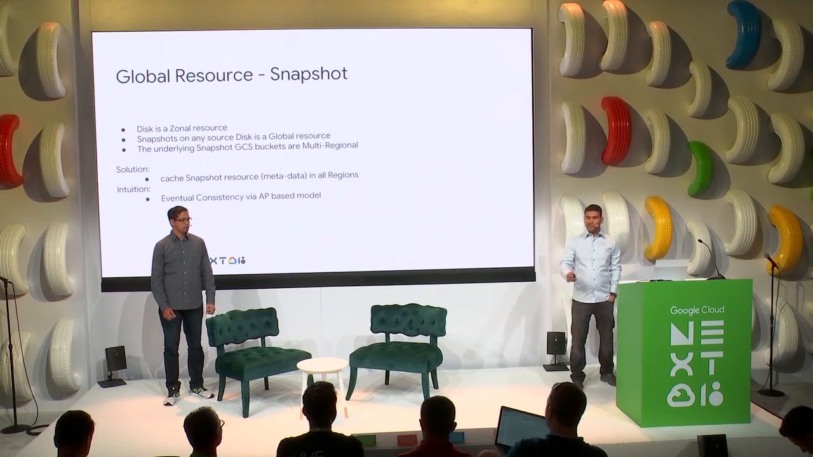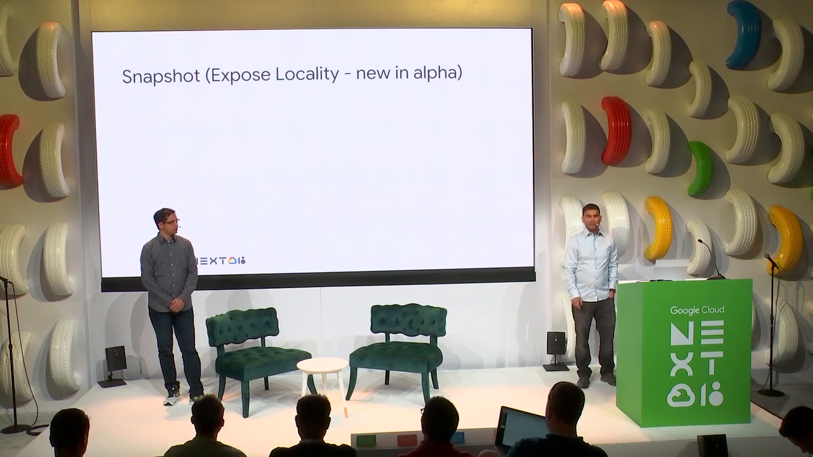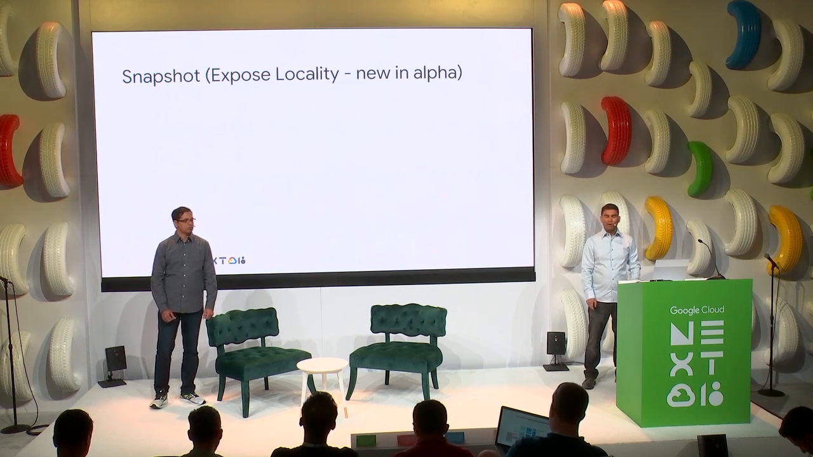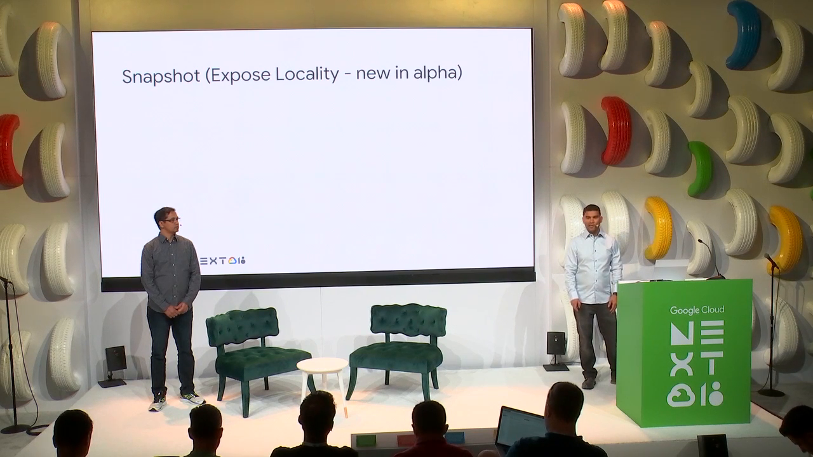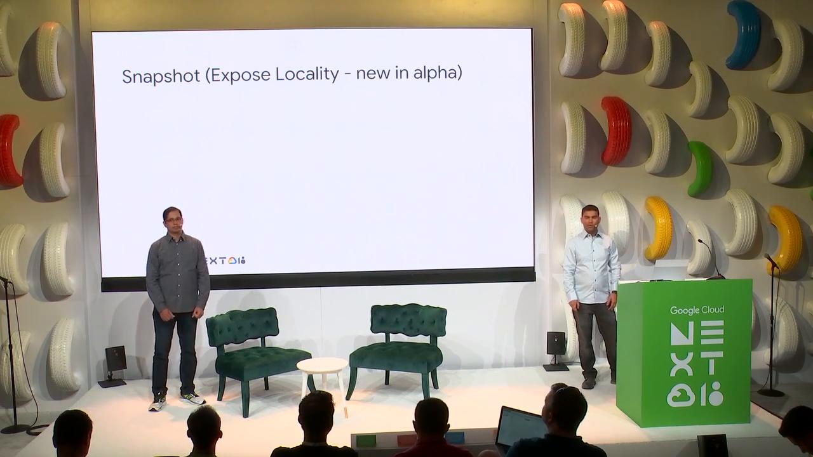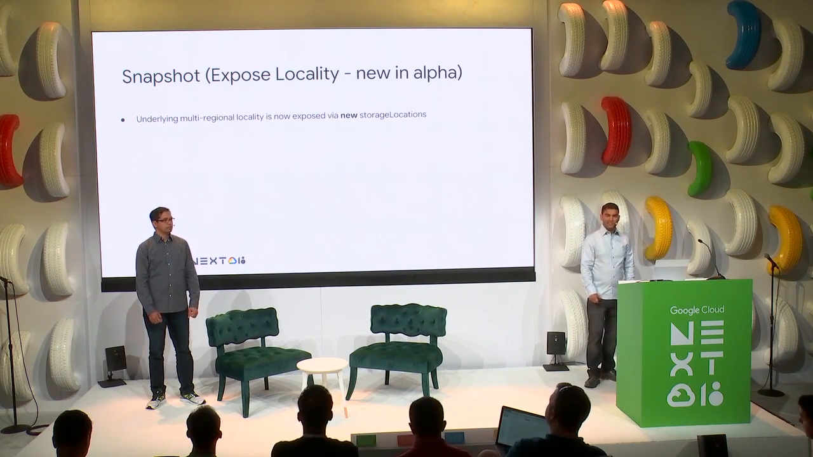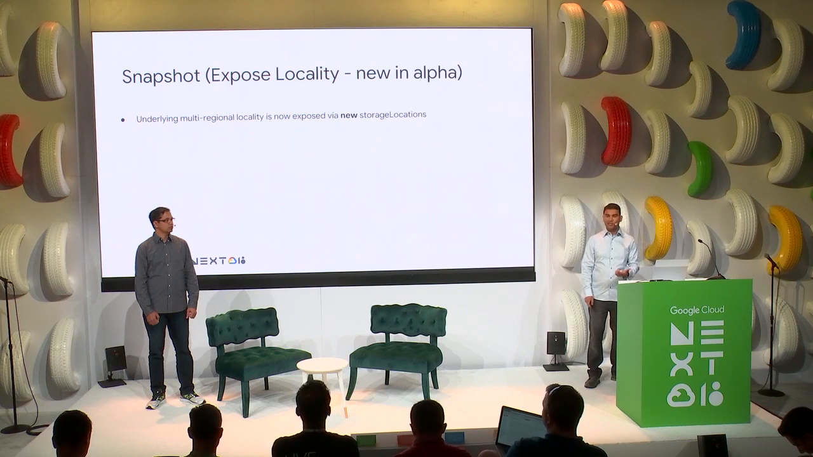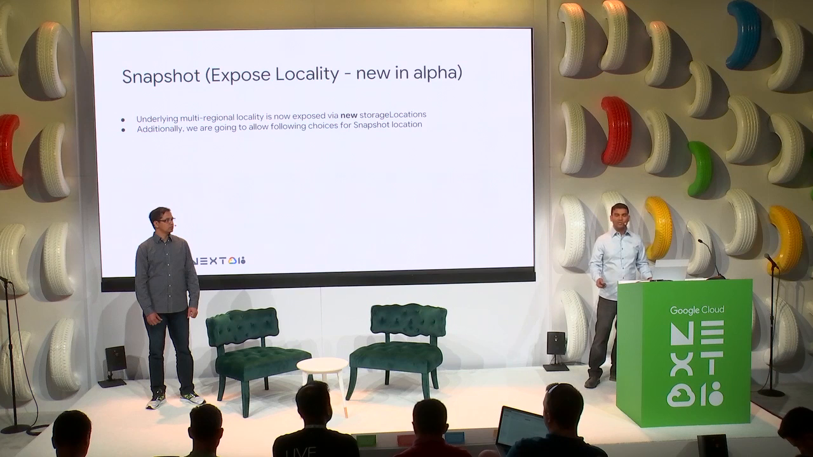So Vikas already covered this. There's another thing that we announced at GCP Next, which has been in alpha mode for some of our customers. We're now going to expose the snapshot locality. As I told you, the underlying multi-regional locality will get exposed. There's a new parameter we're exposing called storage locations. So you'll be able to learn where your physical snapshots are getting stored.